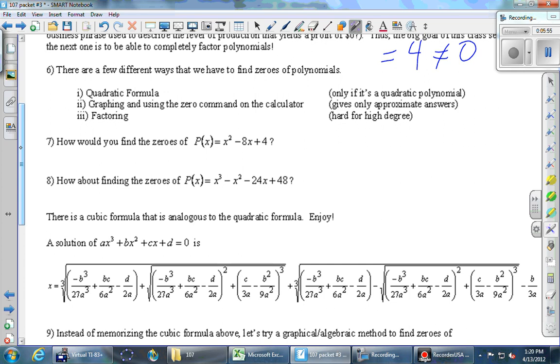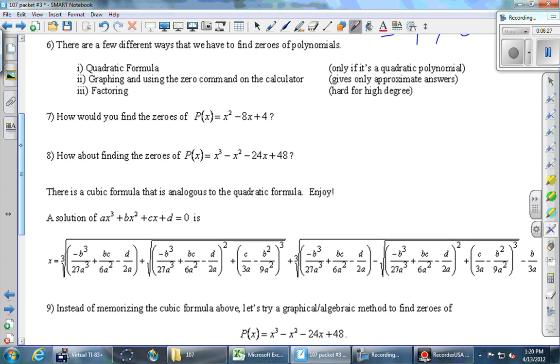Okay, so each of these guys comes with strengths and weaknesses. You can use the quadratic formula. It's wonderful, but only if the thing you're looking at is a quadratic. You can graph and use the zero command. We've done that before, but the answers will only be approximate. We have high standards in this class. You can factor, but it's really hard to factor something higher than an x squared thing. So that's what we're after today, is somehow come up with a way to find zeros given those 3 different options.